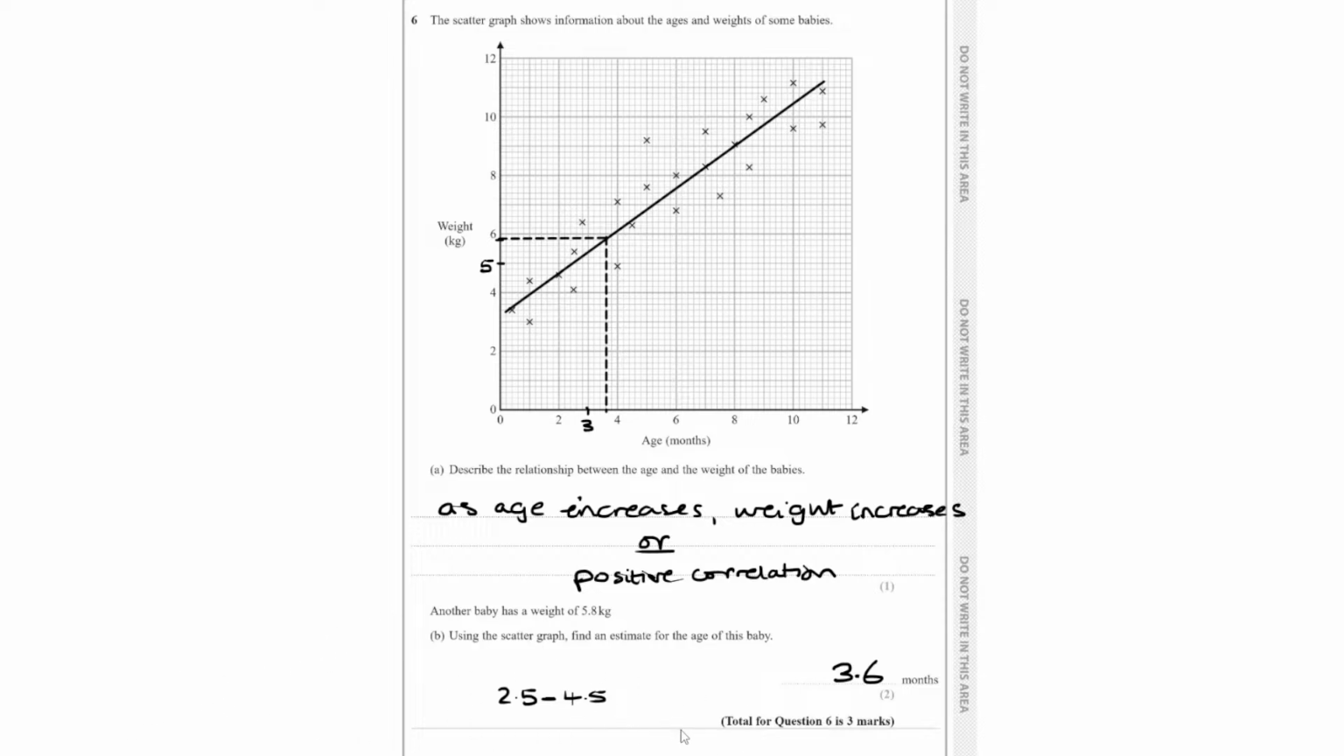That's the range they've given. So it's quite a big range, really, if you think about it. Obviously, everyone's line of best fit will be different. So mine was roughly in the middle of that. So as long as you've got between 2.5 and 4.5, you should be absolutely fine.